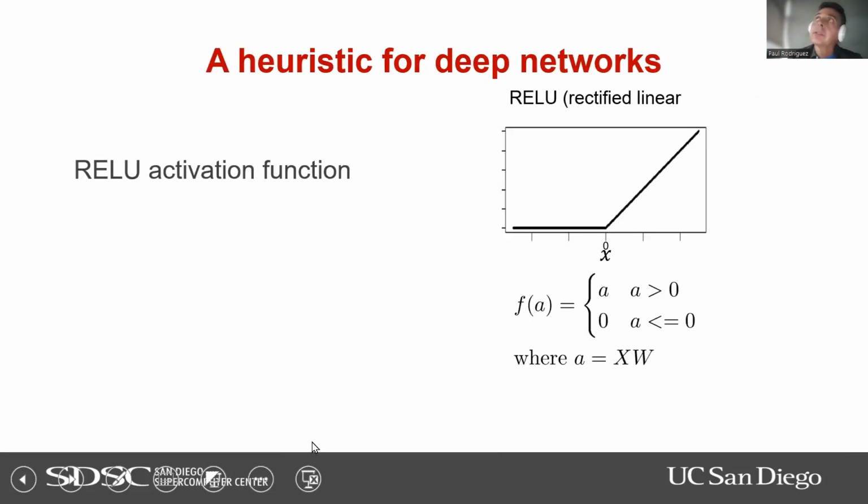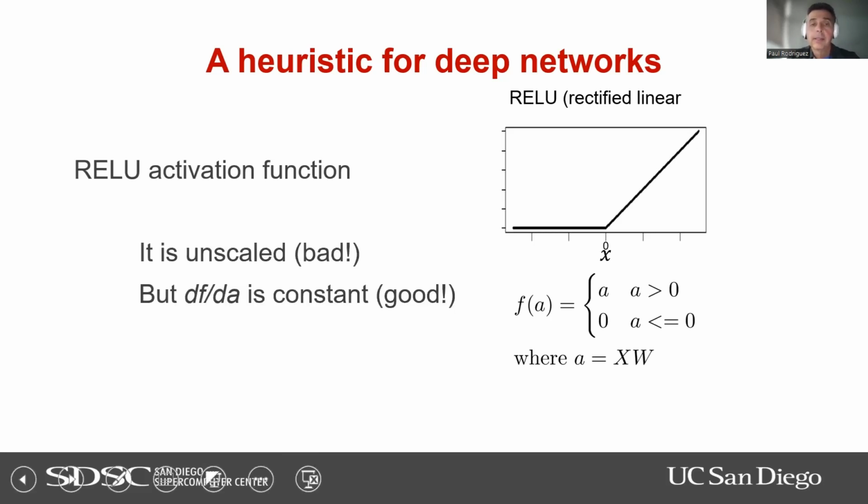So as I said, there's this issue with the vanishing gradient problem, and as you have more layers, you're going to have more diluted information in your lower layers. But one way to mitigate this is to use a different activation function. People discovered that this ReLU, or rectified linear unit, is a good way to help propagate errors backwards. On the bad side, it's unscaled. But on the good side, the derivative is constant. So this is why it helps propagate that derivative information back.